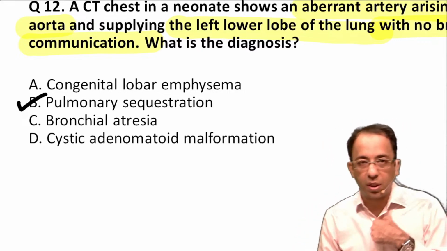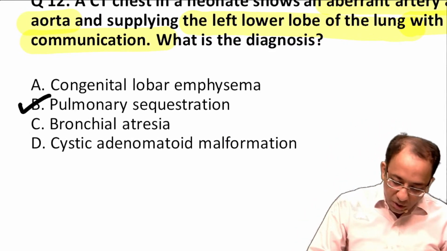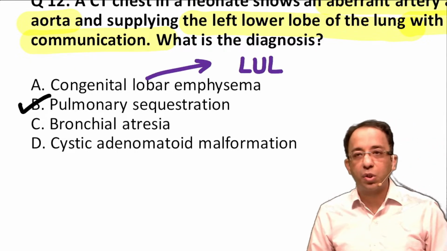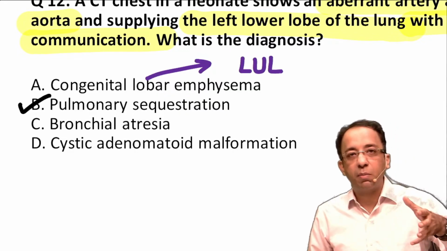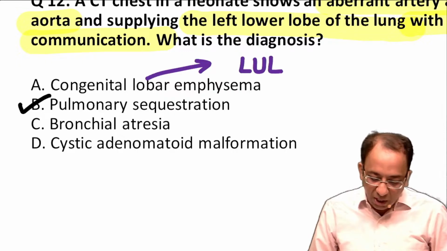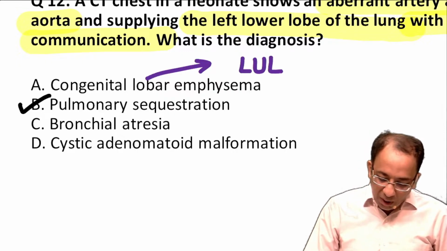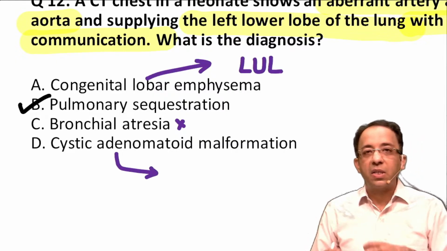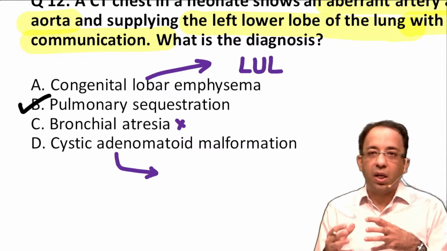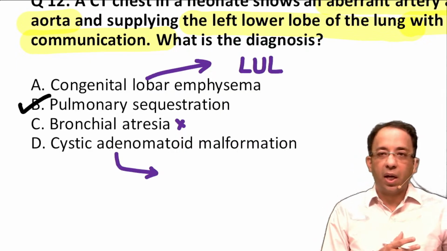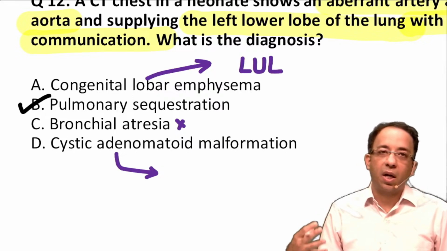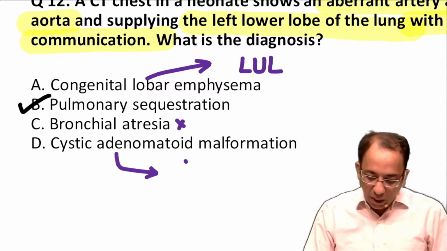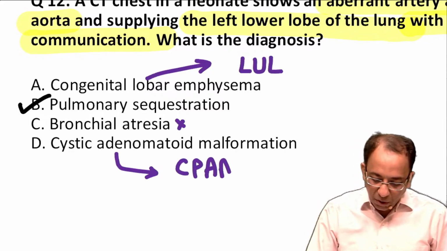Bronchopulmonary sequestration. But don't get confused by the choices. Congenital lobar emphysema is most common in the left upper lobe. It is not supplied by aorta. It is an emphysematous lobe in the upper lobe in a newborn, left upper lobe. Bronchial atresia, we can just skip it here. Cystic adenomatoid malformation is a multicystic area in the lung in a newborn with the diaphragm being intact. So remember, if you see multiple air-filled cystic lucencies in the lung in a newborn, think of cystic pulmonary adenomatoid malformation.